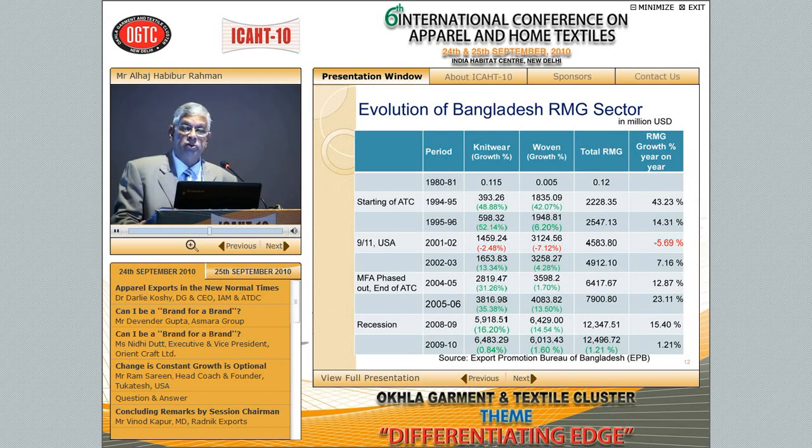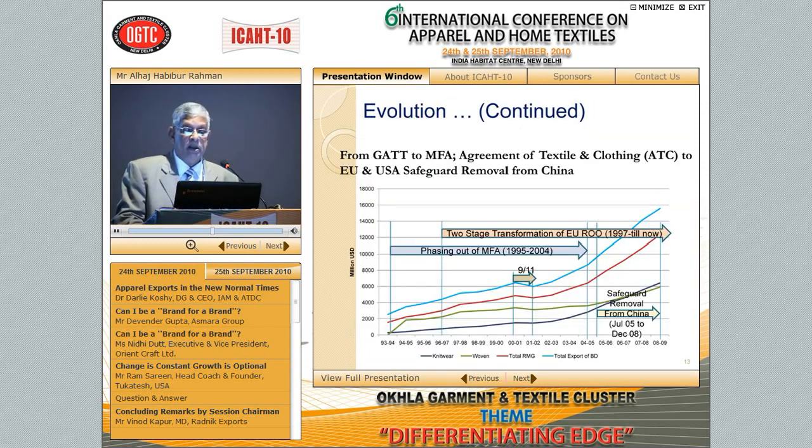In the year 2008-09, we had a growth rate of 15.40. And in the first three months of 2009-10, we had only 1.221. But as per our record of June and July, our growth is about 18%. From GATT to the MFA agreement, the textile and clothing agreement to the USA safeguard removal from China, you can see our growth rate. It is in the blue color. You can see our position.